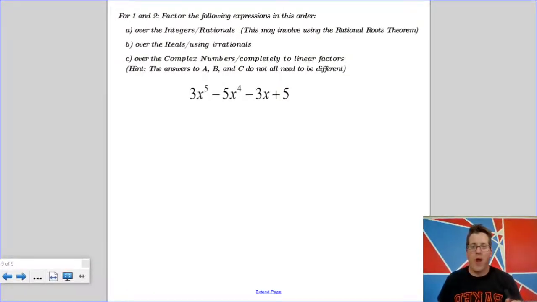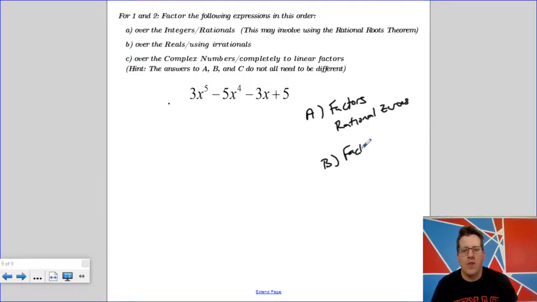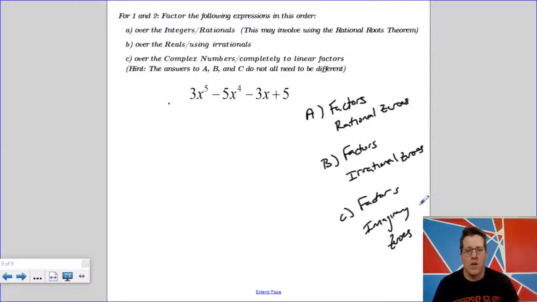Just wanted to go over some extra practice on factoring over the integers, factoring over the reals, and factoring over the complex numbers. Now, not everyone uses exactly the same vocab for this all the time, but what you're basically looking for is, first, what are the factors related to rational zeros? Then, what are the factors related to irrational zeros? Then, what are the factors related to imaginary zeros? Sorry for the world's worst handwriting.